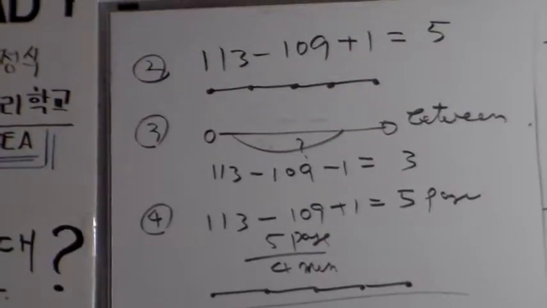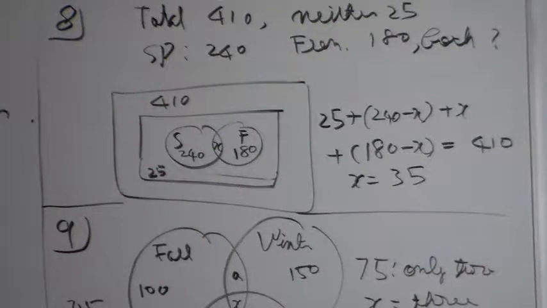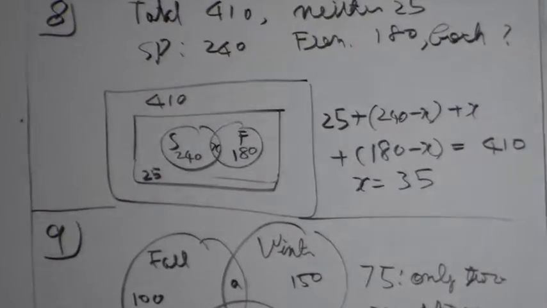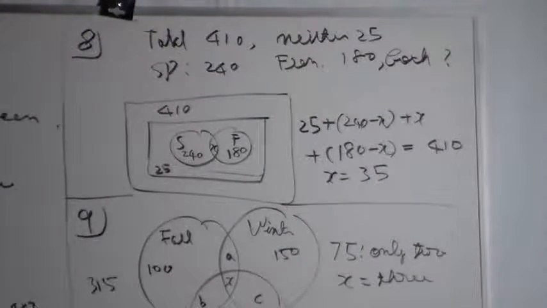Next one is number 8. It's not posted, it's not videotaped by accident, so I'm going to explain it in a fairly simple sentence. A school has 410 students. The students who are in a Spanish class number 240, French is 180, and neither is 25.